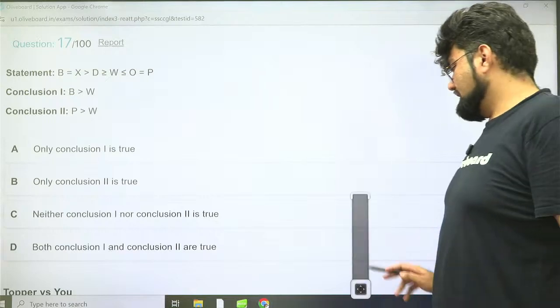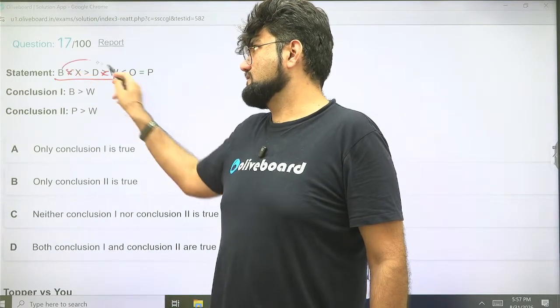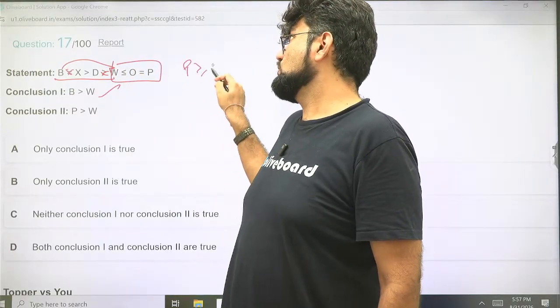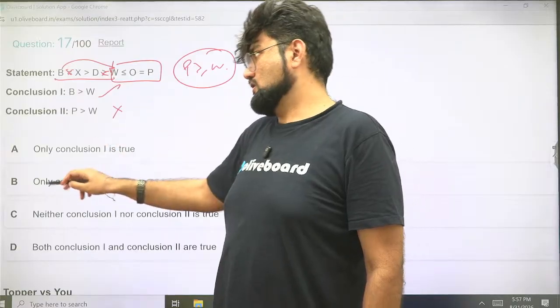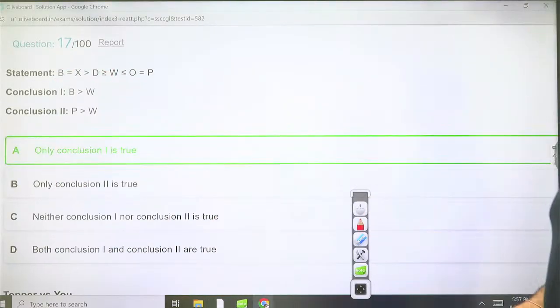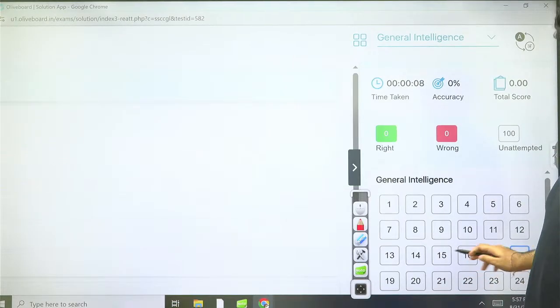Okay. B greater than W. Is it true? That's absolutely true. This will get cancelled. This will get cancelled. B is greater than W. P greater than W? No. P is greater than equal to W. So an indefinite relation cannot lead to a definite conclusion. So only one is true. Option A is correct. Don't forget this rule ever. Common questions you can come across from these concepts.